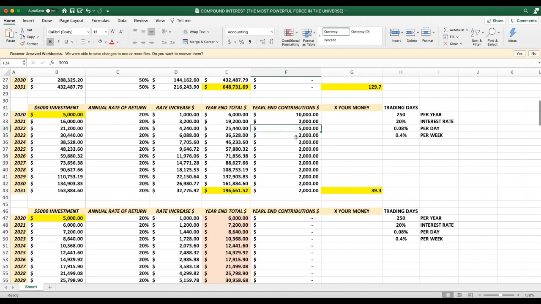And once you put these numbers in, you can tweak the chart. You can tweak the spreadsheet any way you want. Oh, I'm starting with 7,000. I'm not starting with 5,000. I've got 7,000. I'm starting this year. Well, that makes a big difference. Now you're at 214,000. So all of these numbers are adjustable.